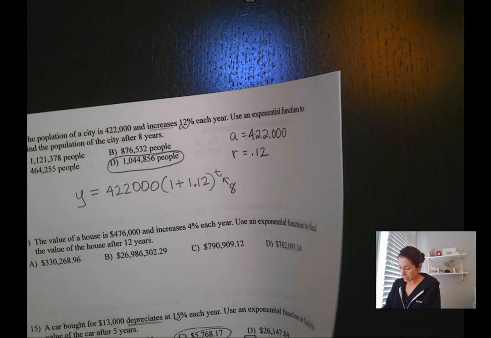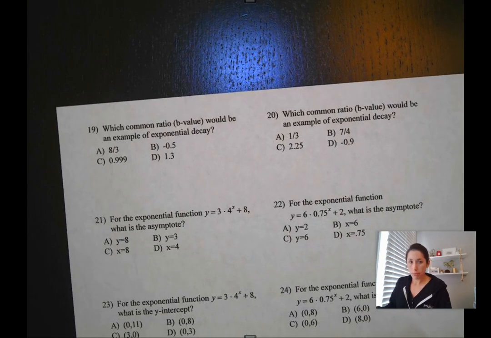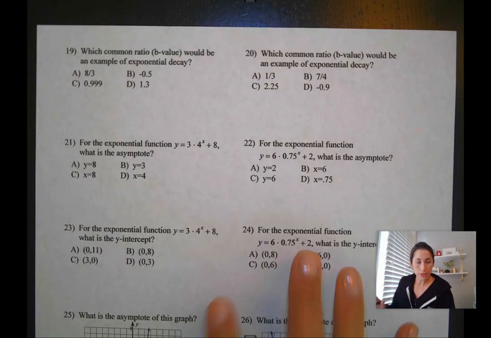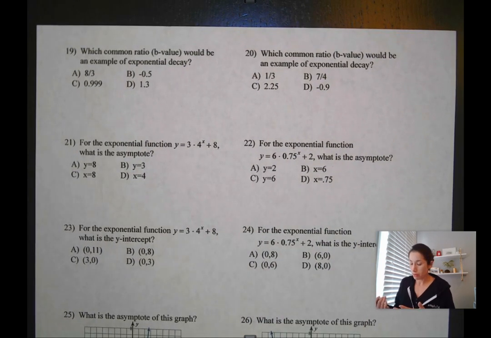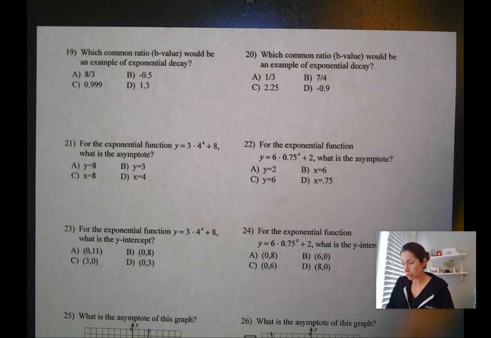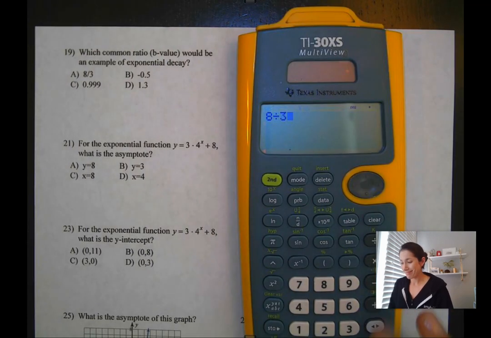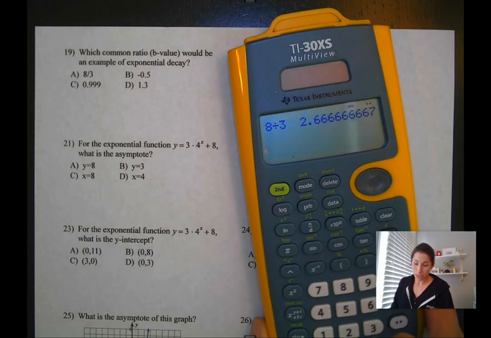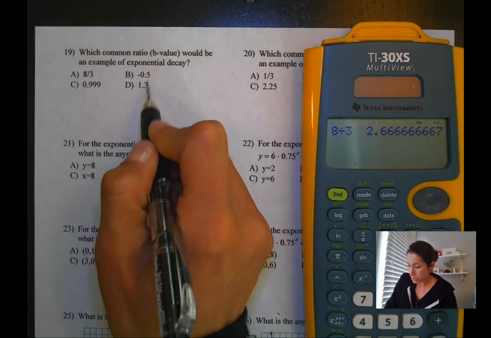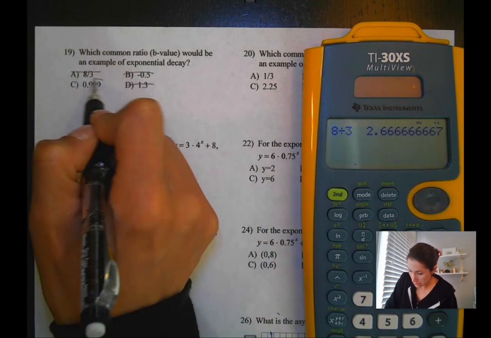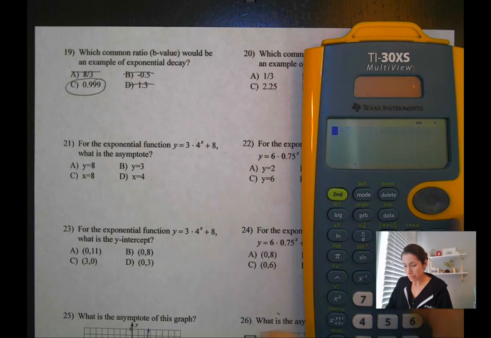And then we're on our last page here, which represents exponential decay. So we need to be between 0 and 1. And if you're not sure, like what's 8 over 3? It's going to be 2.6. So that's not between 0 and 1. Neither are these two. This one is between 0 and 1. It's very close to 1, but not quite.